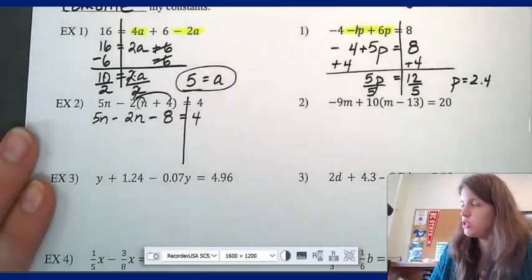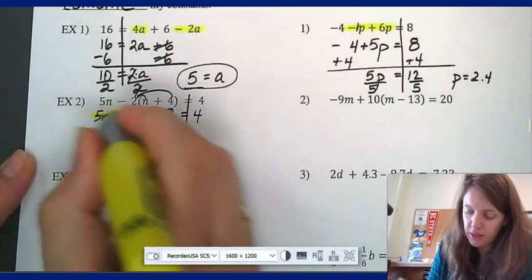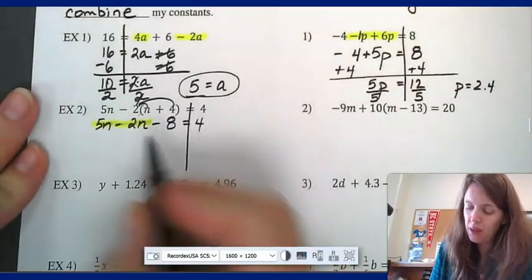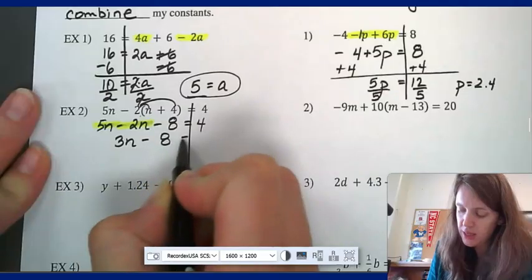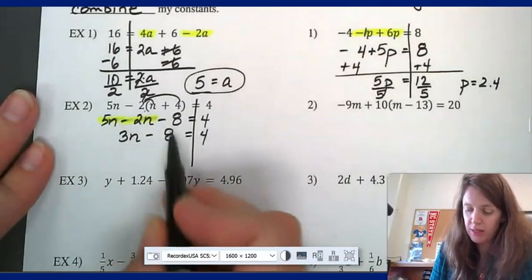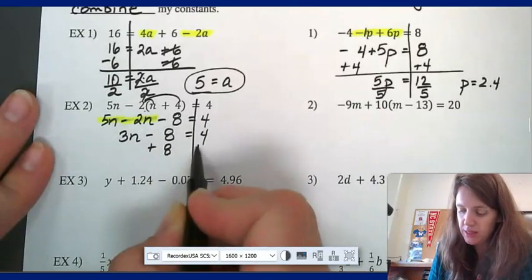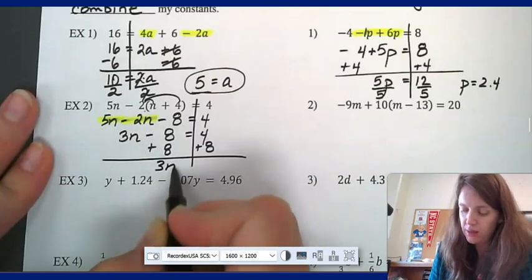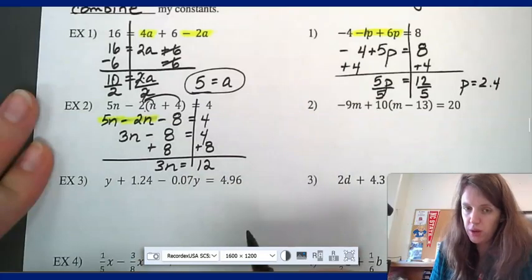But now I can see my 2 like terms are 5n and minus 2n, right? So 5n minus 2n should give me 3n, because 5 minus 2 is 3. So I've got 3n minus 8 equals 4. And now I just have a 2-step equation, right? I'm going to move my constant, or my number, over with the other constant. So I'm going to add 8, and I should get 3n is equal to 12, because 4 plus 8 equals 12.